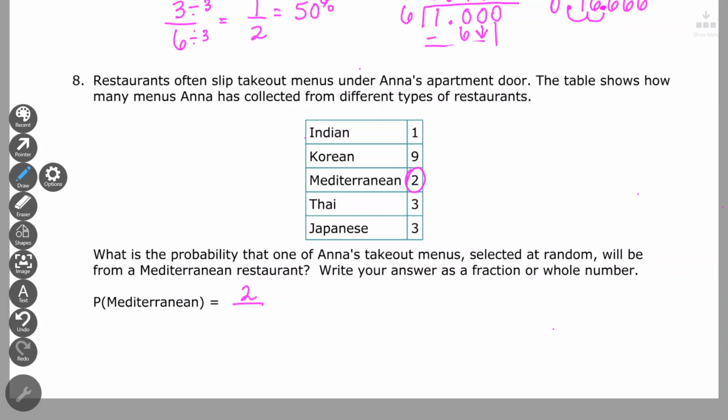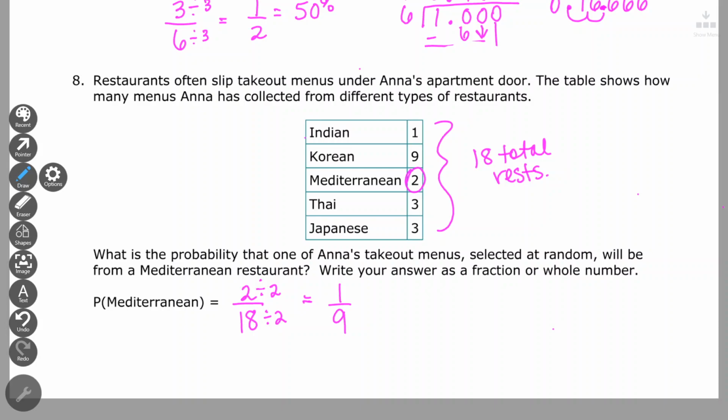All right, so what we're going to do, we're going to say, okay, how many come from a Mediterranean? There will be 2. Remember, that's your numerator. The total number is adding all of those up together. So we have 1 plus 9, which is 10, plus 2, which is 12, plus 3, which is 15, plus 3, which is 18. So there are 18 total restaurants. All right, so that's going to be our denominator. All right, so what we need to do now is divide by the greatest common factor. So that greatest common factor would be 2. And so 1 out of 9 restaurants would be a Mediterranean restaurant.